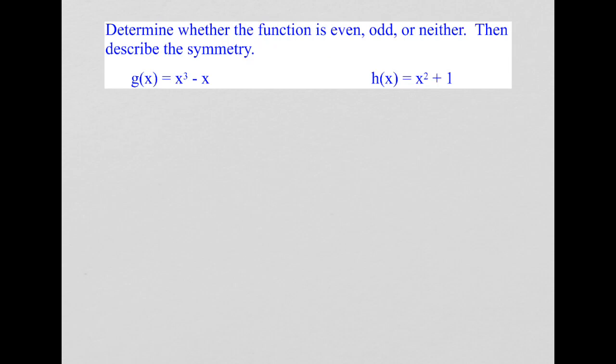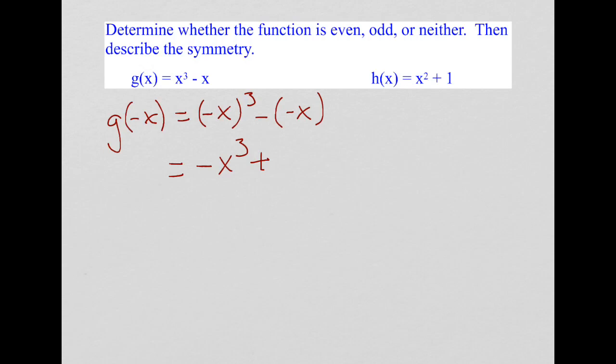We want to determine whether the function is even, odd, or neither, then describe the symmetry. Okay, so first we do g of negative x is equal to negative x cubed minus negative x. Well, that gives me negative x cubed plus x. And that's odd, and it is symmetric about the origin.